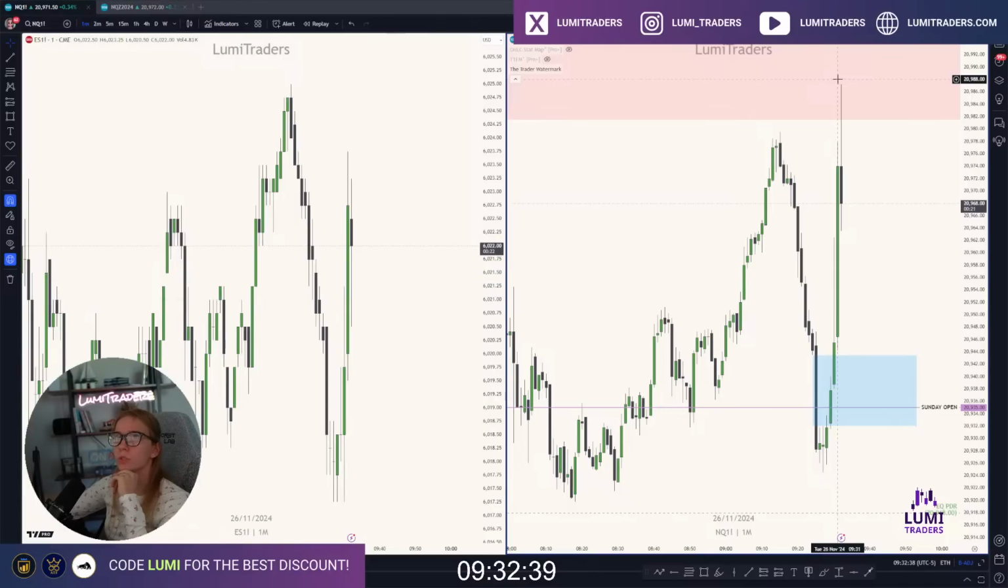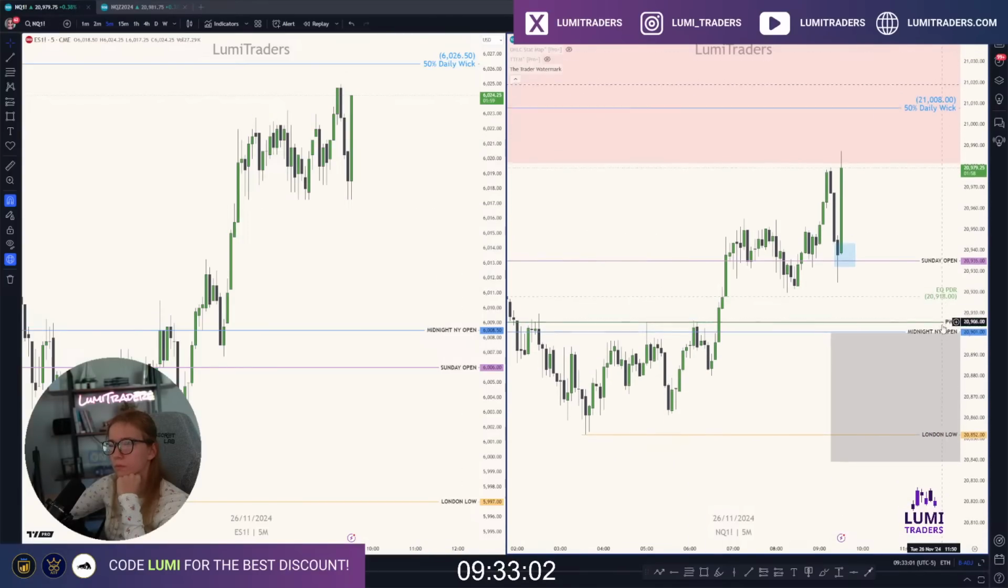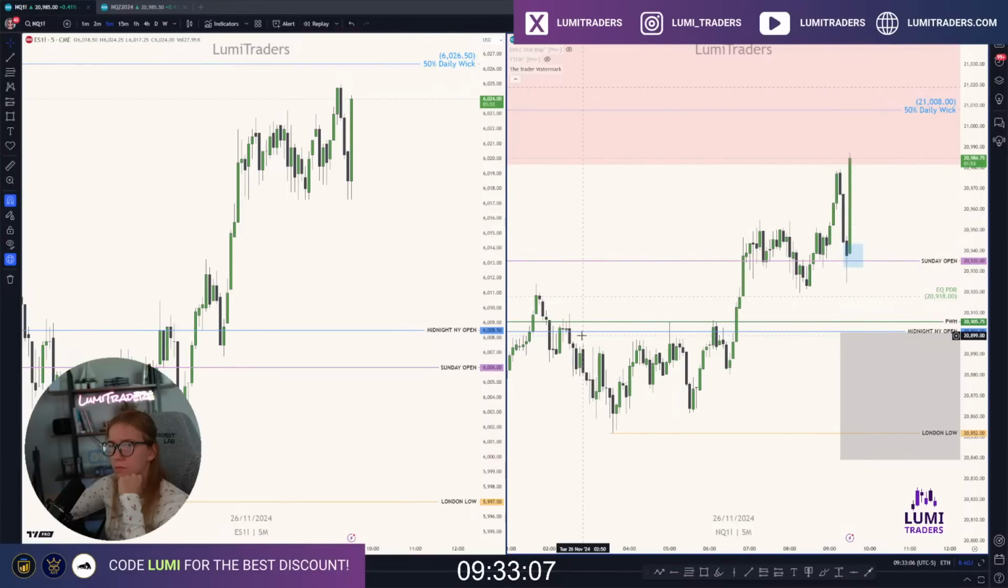Not going to be in a rush. We just tested the 5-minute fair value gap on both ES and NQ, this one. Now it's just important to see where we can close. Entering the daily fair value gap once again, another test. I'm going to keep my eyes on 50% right now because it looks like they want to go right here.